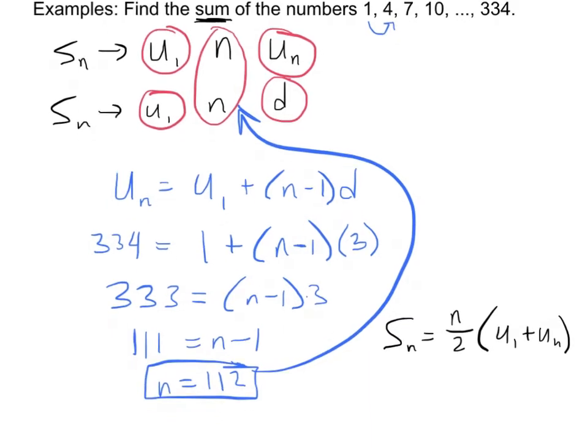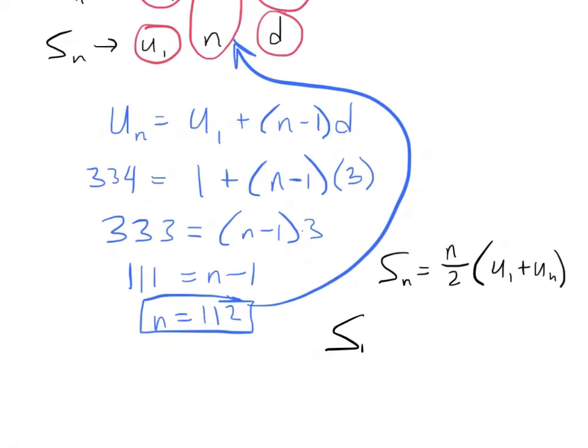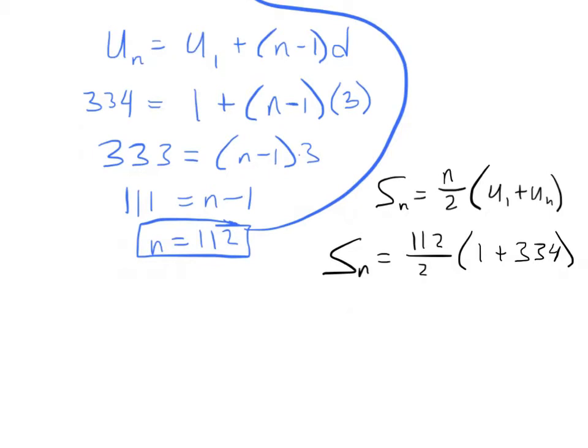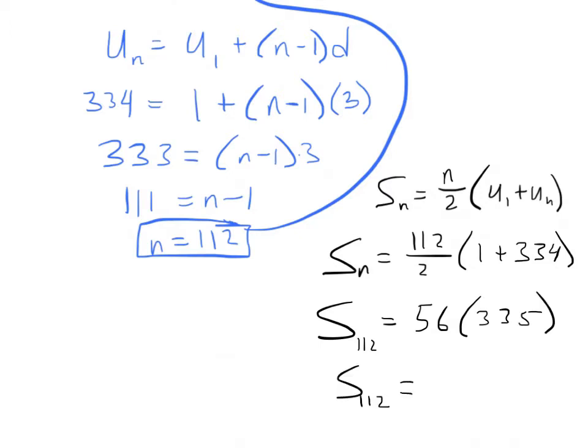So when I do this one, we just found out that it was the 112th term. My first term was 1, my last term was 334. If I simplify all this, and I just realized when I wrote S_n here, I really should have written S_112, because now we know that's what we're looking for. This is 56 times 335. Presumably we'll use a calculator for that. I got this sum to be 18,760. Hope my calculator's not messing with me there.